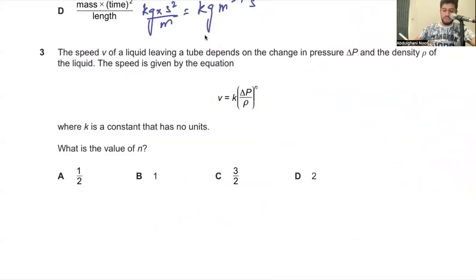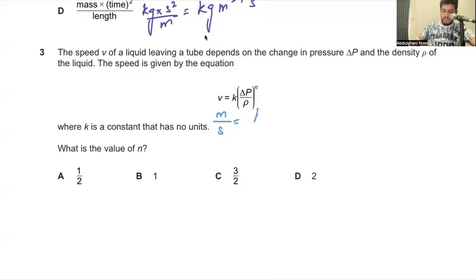Now I know for this equation, the units on the left-hand side should be equal to the units on the right-hand side. So when I substitute the units, v is speed, which is meters per second. k has no units. I'll omit that.